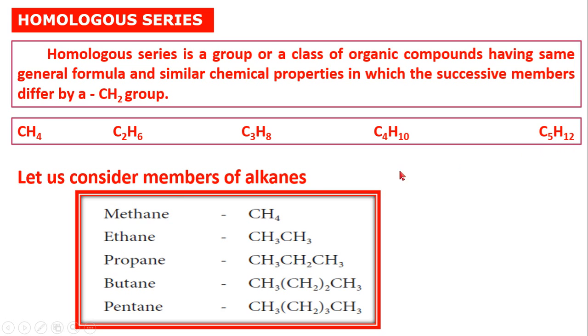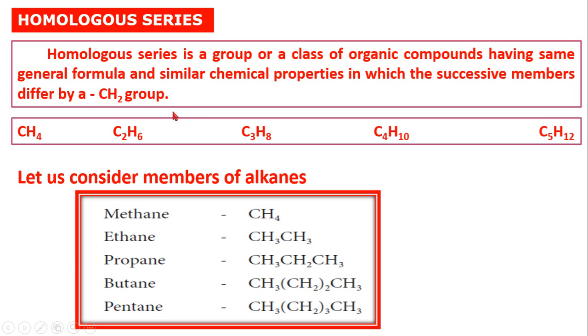C5H12. Here, you compare the first two, the successive members, the common difference is CH2. Here, CH2. You compare the next one. Here, the successive members differ by a CH2. So, for example, this is propane, C3H8. The preceding member or the succeeding member, they differ by a CH2 group. That is a methylene group.